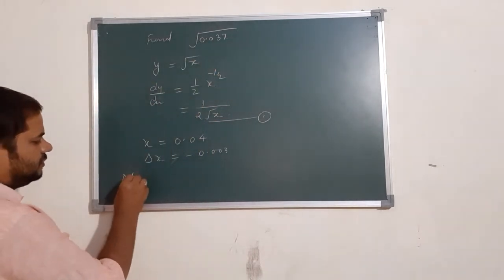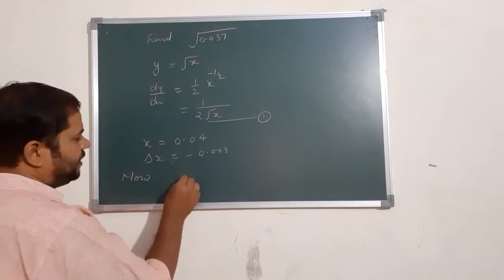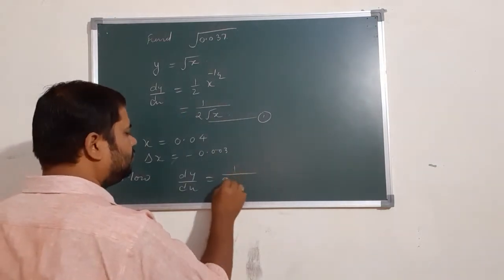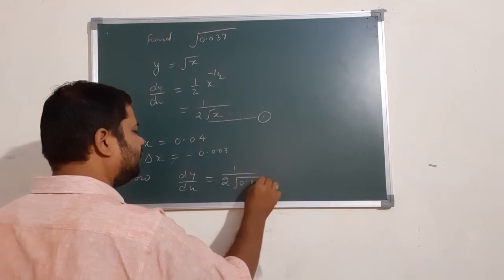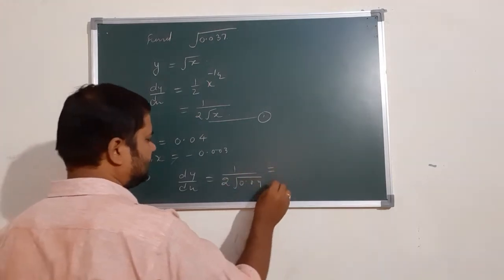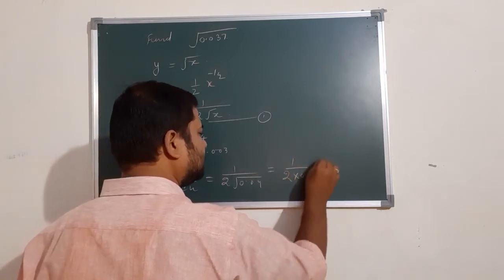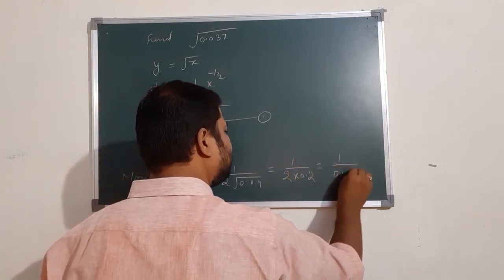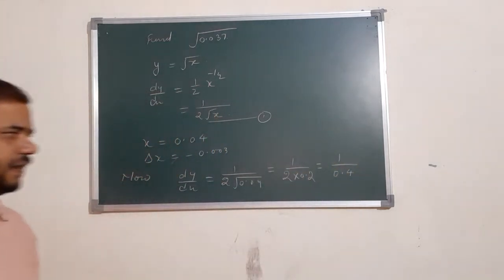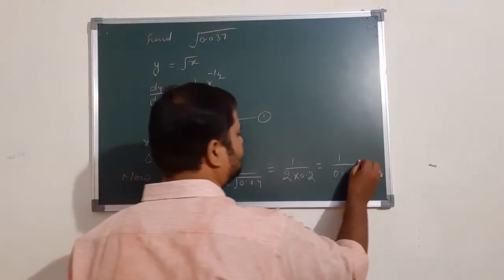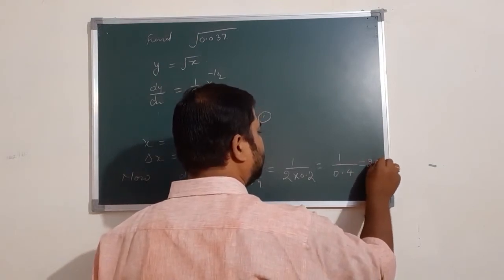Now, dy by dx is nothing but 1 upon 2 root of 0.04. So this is 1 upon 2 into 0.2. So this is 1 upon 0.4. Okay. So this is nothing but 2.5.